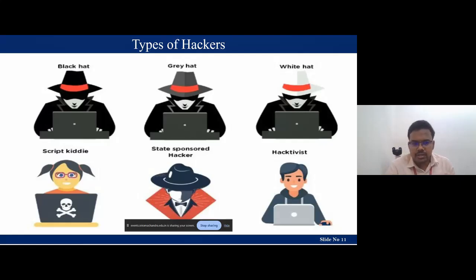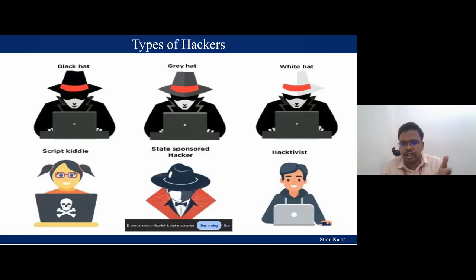So black hat means they are evil. They will attack the cyber security system, and they will breach into the system. They will steal the data. They will take access of the device, and they will do harm to the system. At the same time, white hat, they are completely opposite. They will also do the same thing, but for a good cause. Okay, so that is what white hat is.